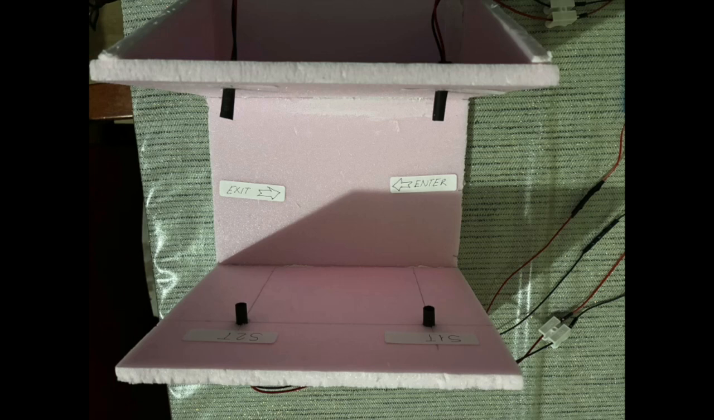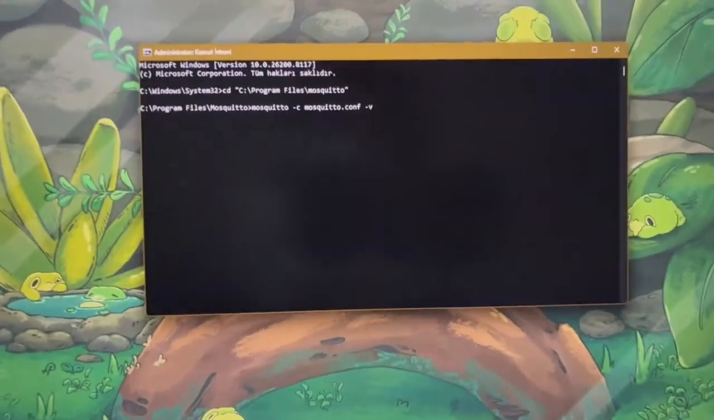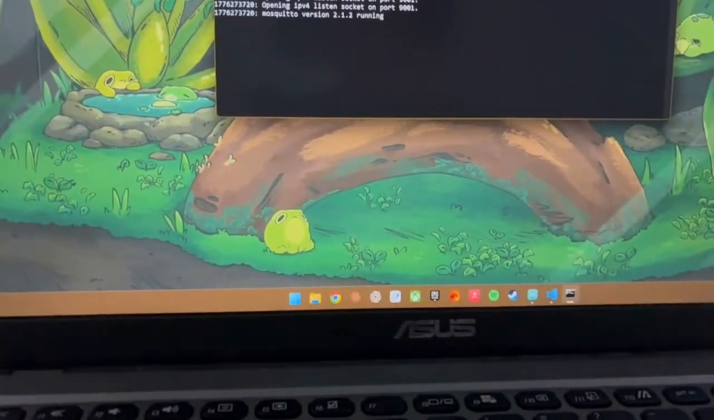The label on the right reads Enter, indicating the direction of entry. The two black cylinders mounted on each side are the infrared beam transmitters and receivers. One is sensor 1, which is on the entry side, and the other is sensor 2 on the exit side. Here you can see the sensors clearly. The label is 2T, marking Sensor 2 transmitter on the wall. The system is running and sensors are operational.